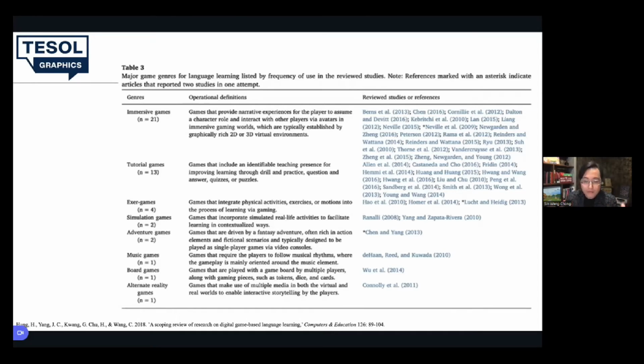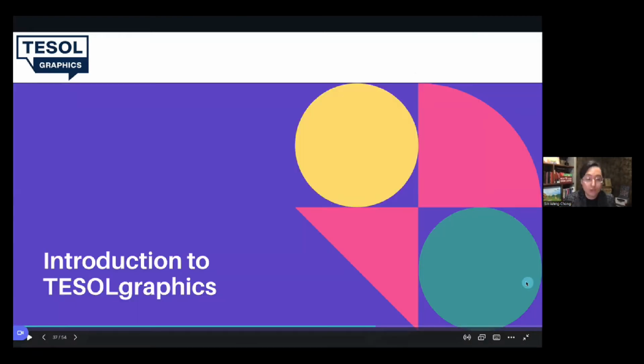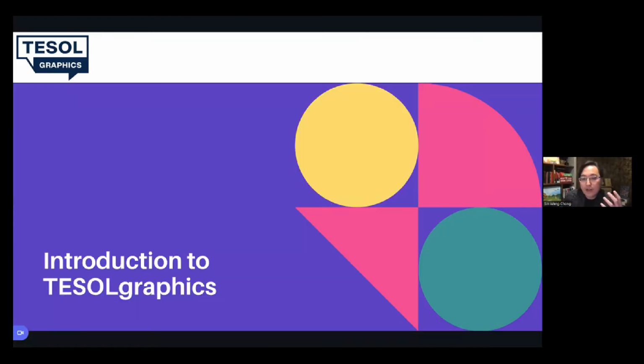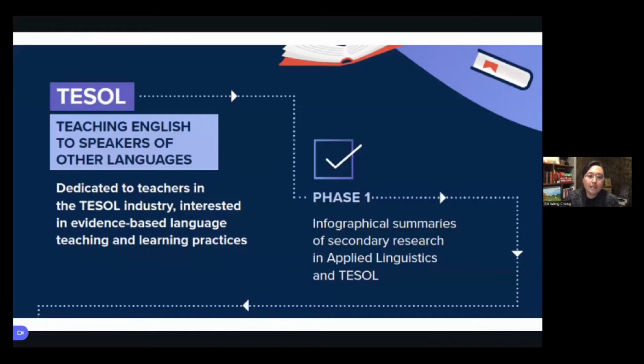And to the practitioners, this is very reader-friendly, because they may not have the time to refer to all the review studies, but they can look at the different types of language games that they can use in their classroom. So this is very helpful to practitioners for sure. So that got me thinking whether there is a possibility for us to promote this particular genre of secondary research to practitioners, I mean, language teachers, for example, in a way that is accessible to them. And that got me thinking about the idea of using infographics. And that's when I started developing the idea of TESOLgraphics.